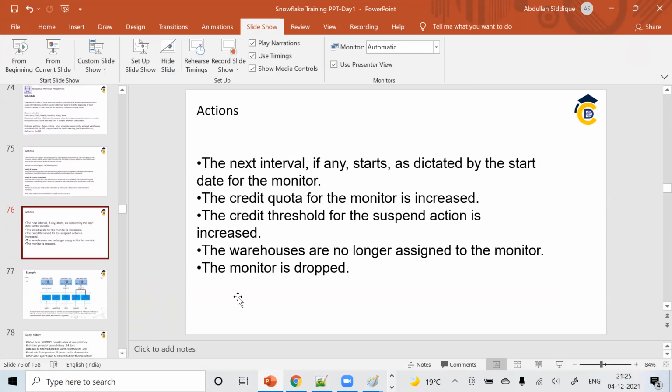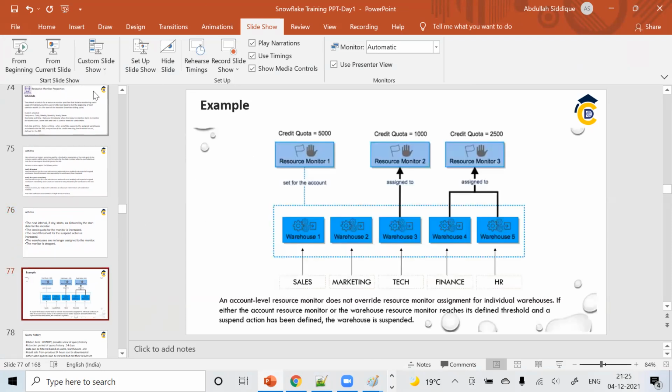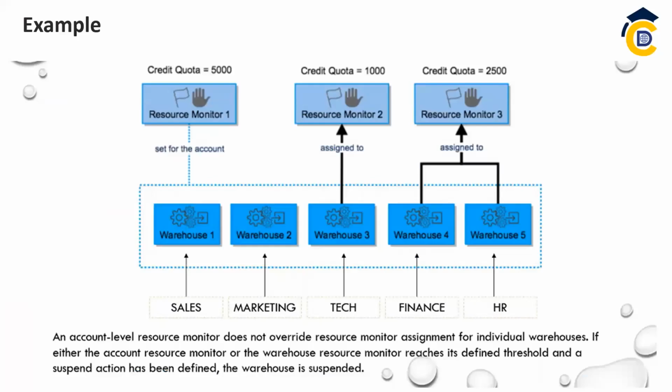So yeah, these are the points where you can resume your warehouse once it gets suspended because of suspend, suspend notify, or suspend immediately. So this is one use case they have given in Snowflake only. So yeah, see guys, any questions from any others till here? Any doubts, guys?